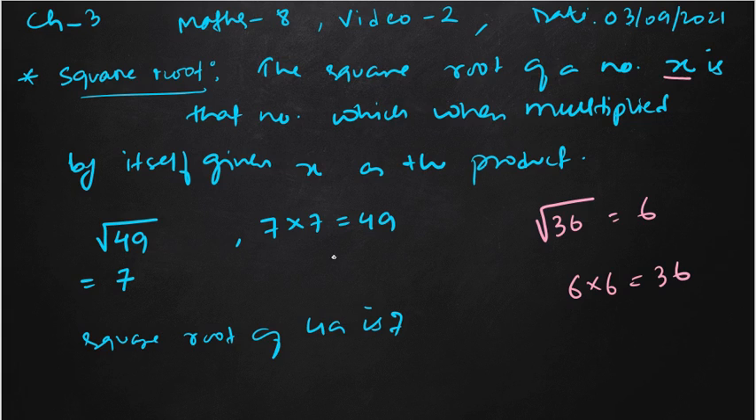Similarly, square root of 49. If you multiply 7 with itself, that is 7 into 7, it is 49. So we can say that the square root of 49 is 7. This is called the square root. Okay. Similarly, we can see some more examples of how to find the square root.